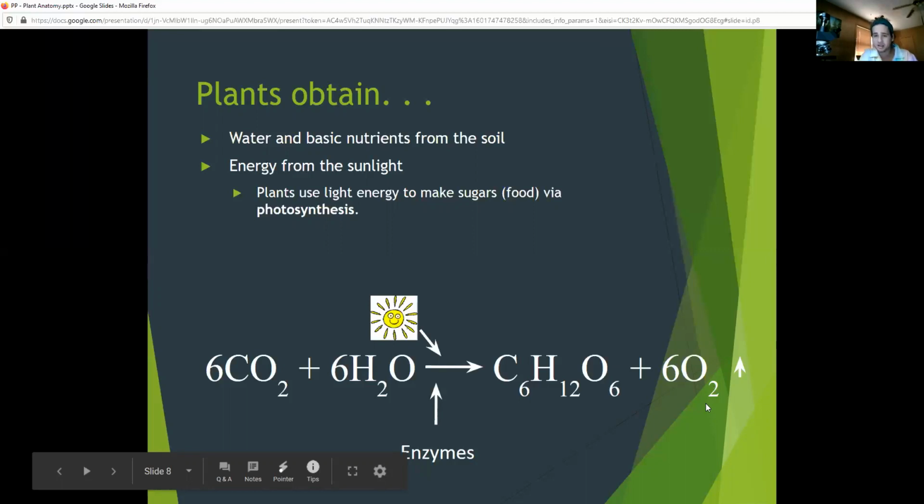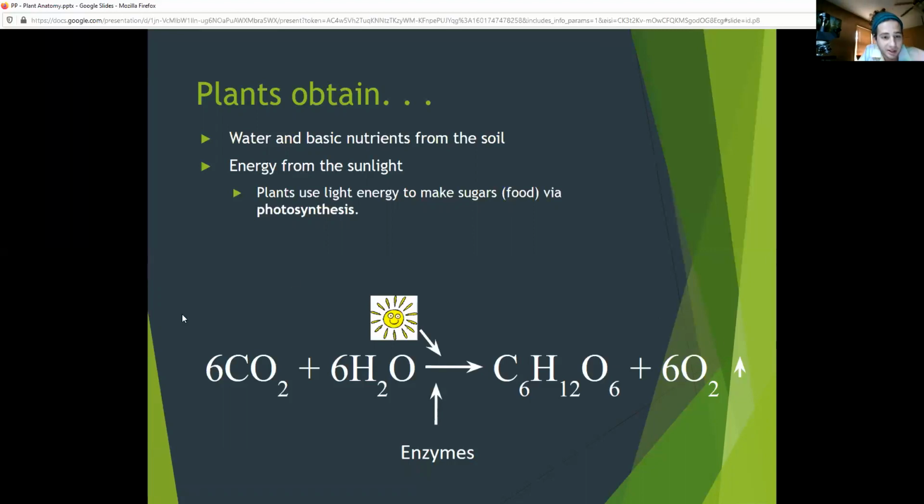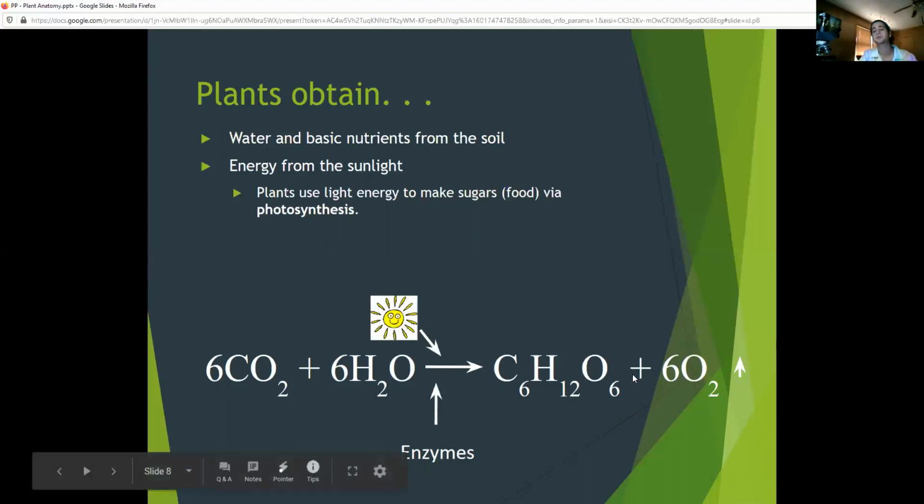You might recognize that this is the opposite reaction of cellular respiration. So that's why plants give off oxygen and we breathe in oxygen and give off CO2. Likewise, that's why at nighttime, when plants are only conducting cellular respiration, breaking down these sugars, plants will consume oxygen instead of give it off.